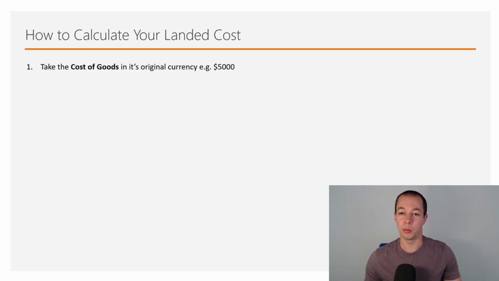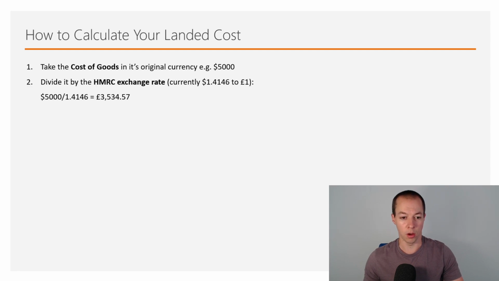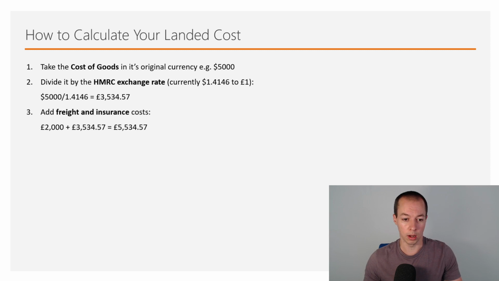So let's say I'm going to be buying £5,000 worth of goods from my supplier in China. So that is my cost of goods. I then need to divide that, so in its original currency, so we're quoted in USD when we're buying from the Chinese. You need to divide that by the exchange rate that HMRC give you. So like I just said, the exchange rate was $1.41 to the pound. So I need to divide that $5,000 by 1.41, and that gives us a total of £3,534. So that's the figure we're going to use going forward into the next calculation.